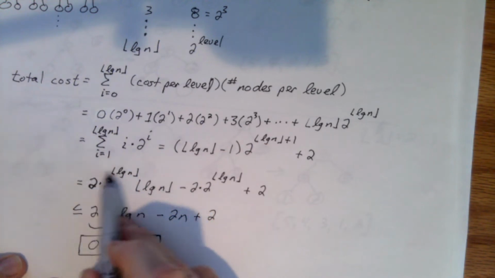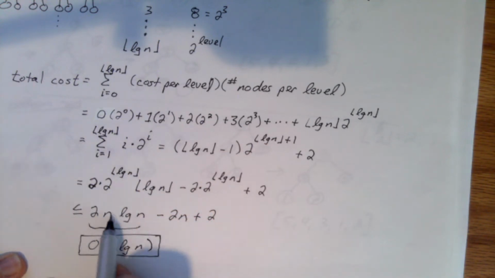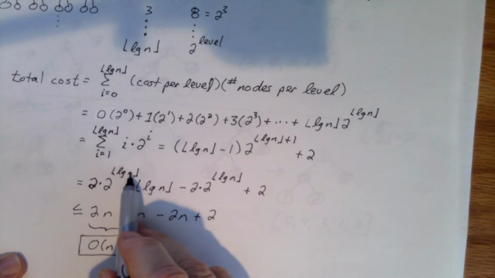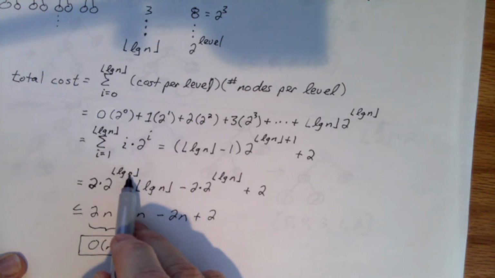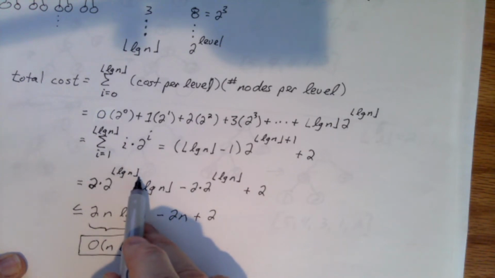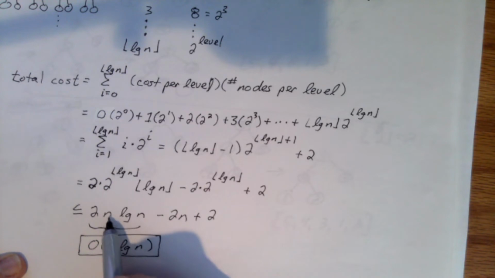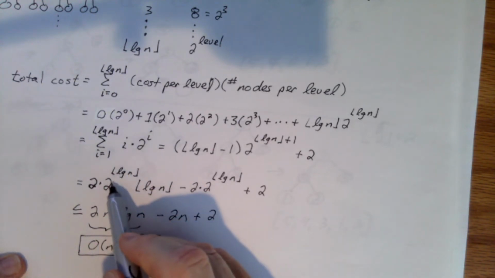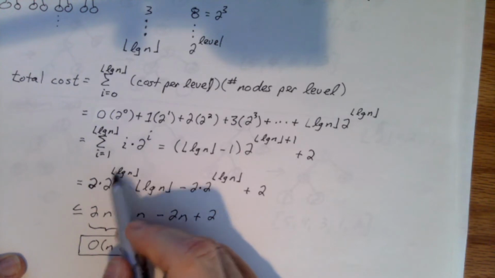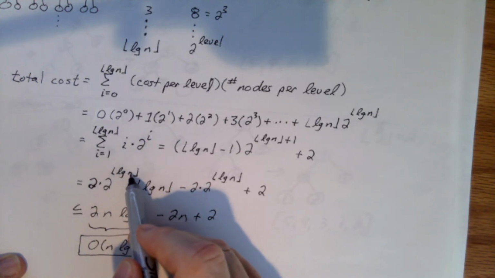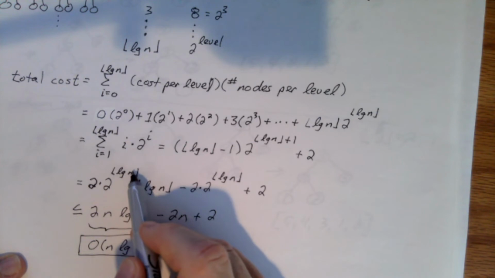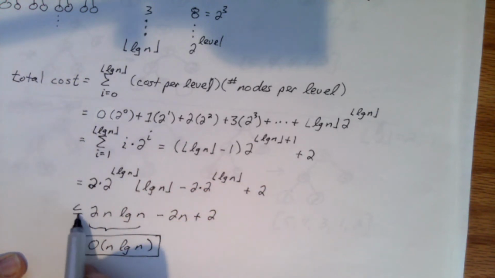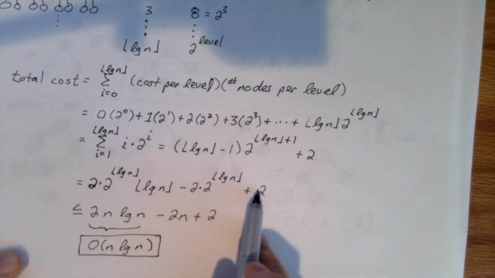But this right here is bounded above by n. That is, if I had log base 2 of 8, I would get 3. But log base 2 of 9 would also be 3 if we have the floor. So we have that n is greater than or equal to 2 to the floor of log base 2 of n. So I can use this less than or equal to bound this expression.